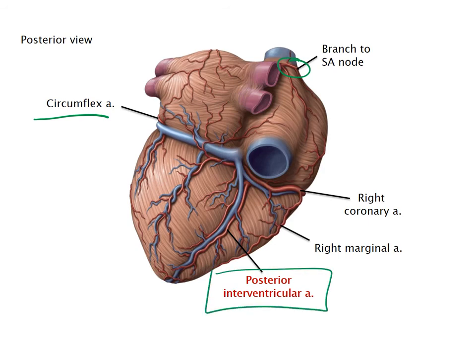The posterior interventricular artery runs along the inferior surface of the heart to supply the posterior one-third of the interventricular septum. It also supplies the posterior walls of the left and the right ventricles, and it gives off a branch to the atrioventricular node, which is involved in the heart's conduction system.